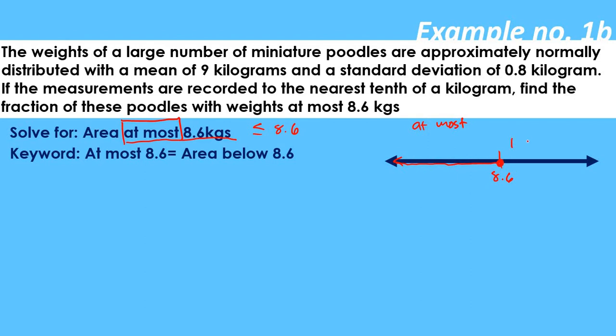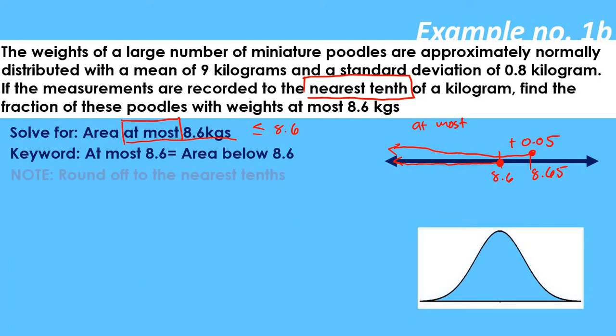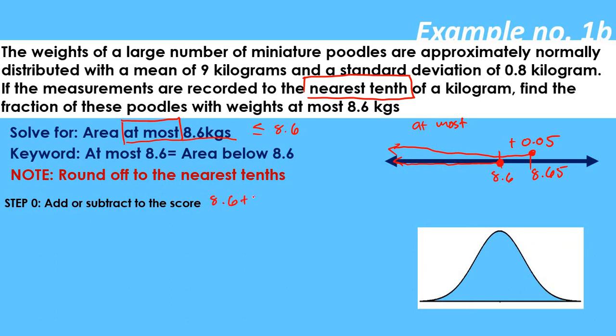So we are going again to add 0.05 since we are rounding off to the nearest tenths. So if we add 0.05, we'll have here 8.65. And if we consider 8.65 and everything to its left, definitely 8.6 will be included. And that is what we want when we say at most. So round off to the nearest tenths and add or subtract to the score. We are initially given 8.6. We are adding 0.05. And we will now have a new x value of 8.65.